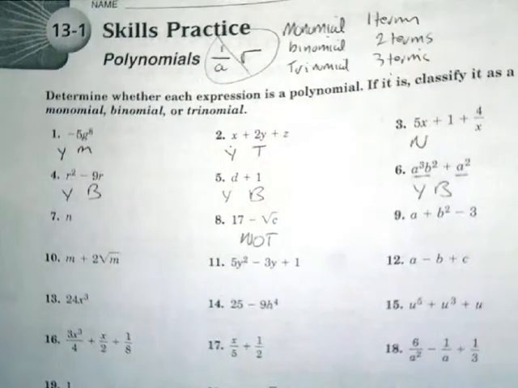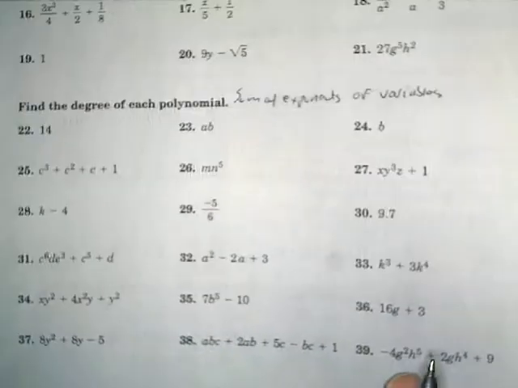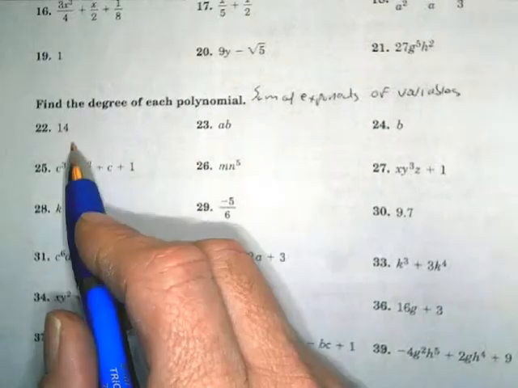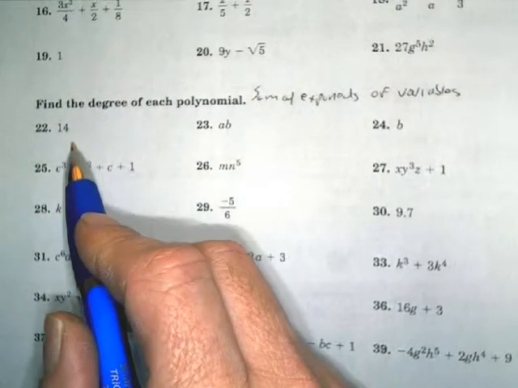The next part of this is finding the degree of a polynomial. To find the degree, we take the sum of the exponents of the variables. Okay, if we look at just the number, this has no variables, therefore it gets a value of 0.